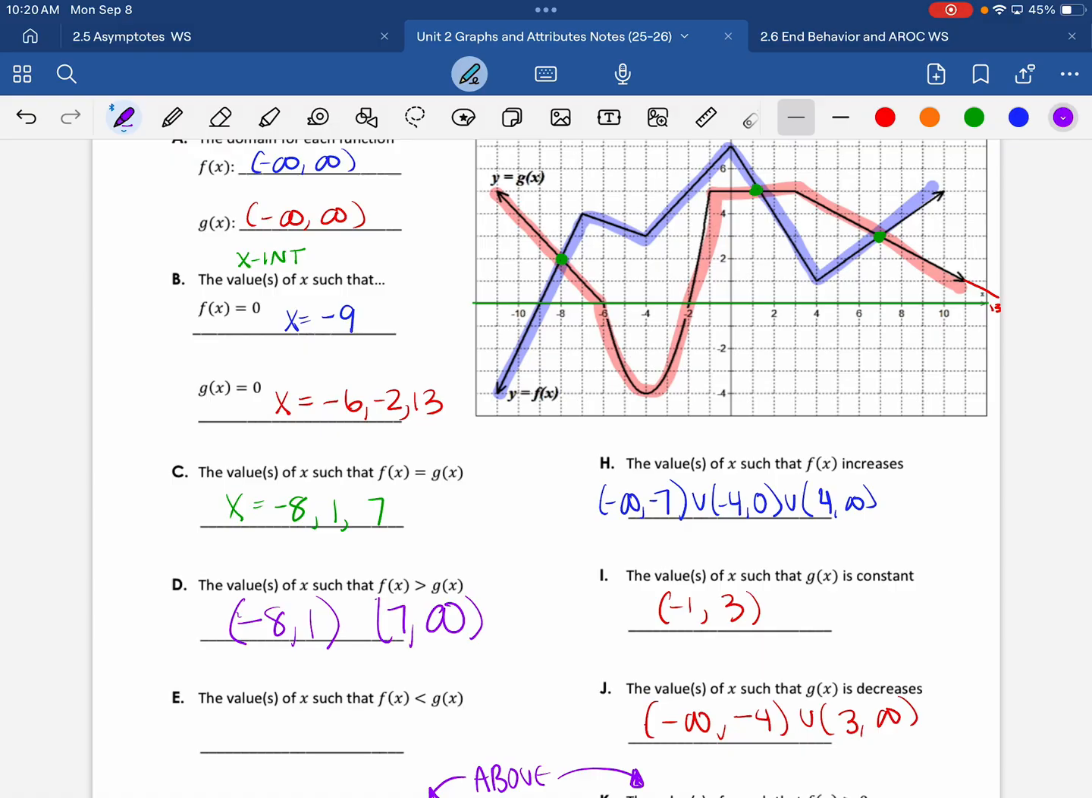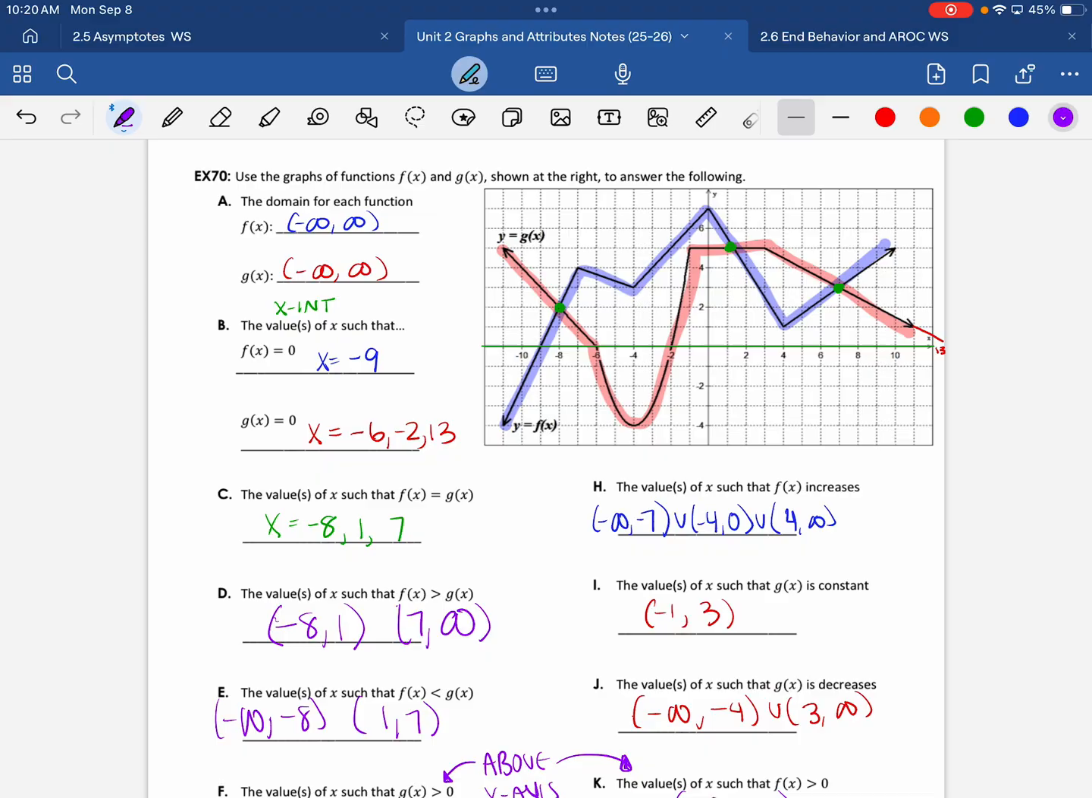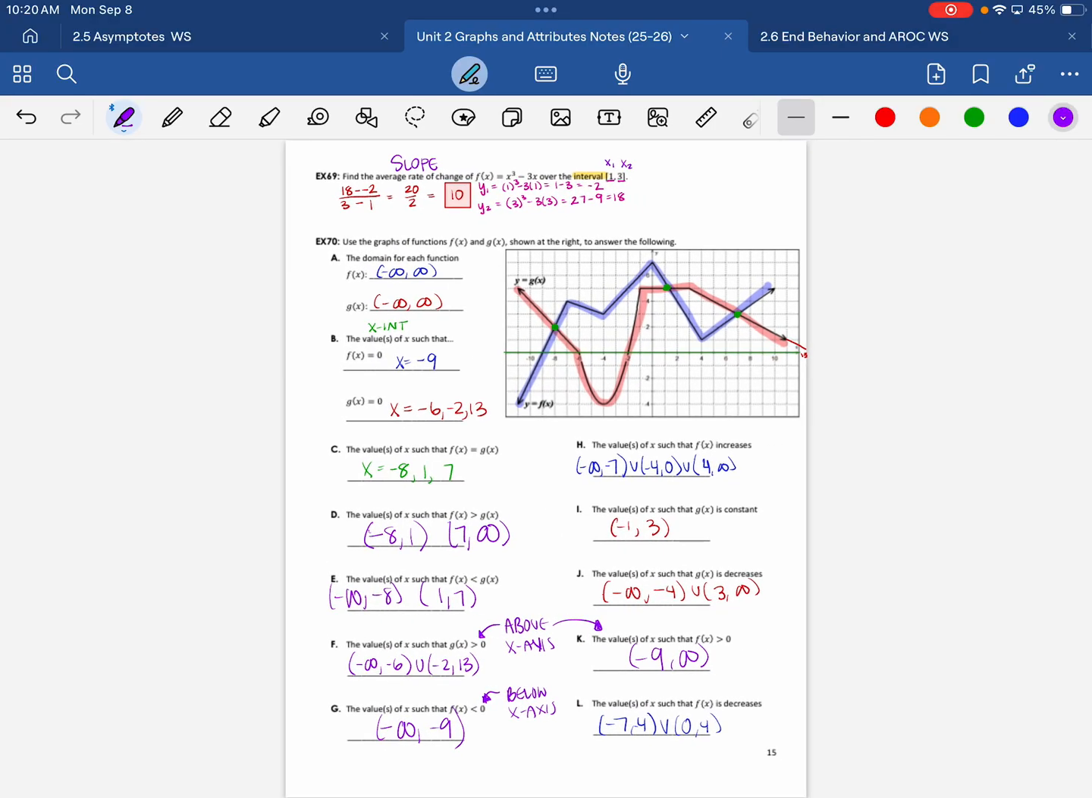So when would f of x be below g of x? From 1 to 7, and then there's another one, negative infinity to -8. Yes. Okay. Does that make sense? Do we have to write the U's for those? No, I don't really care about the U's. You can write them, though.